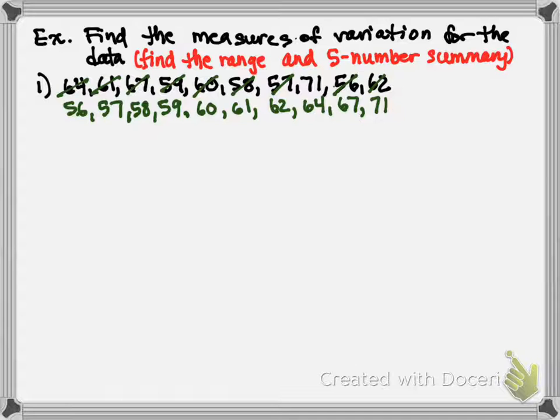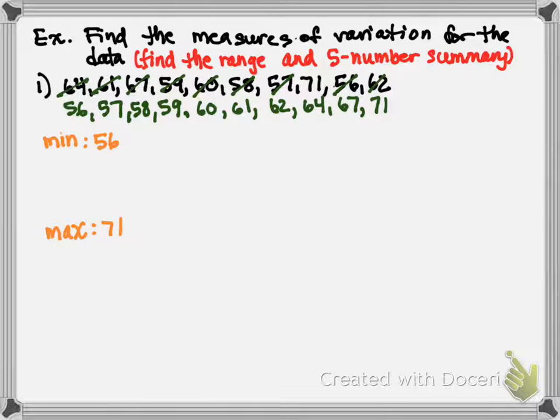Okay, so first thing we're going to do is find a minimum. So the minimum would be 56. Okay, and then we're going to find the maximum. So I kind of find them at the same time because they're easy once I put the numbers in order from least to greatest: 71.